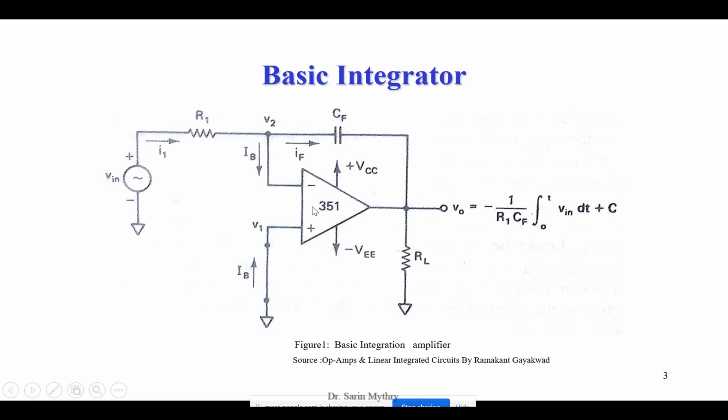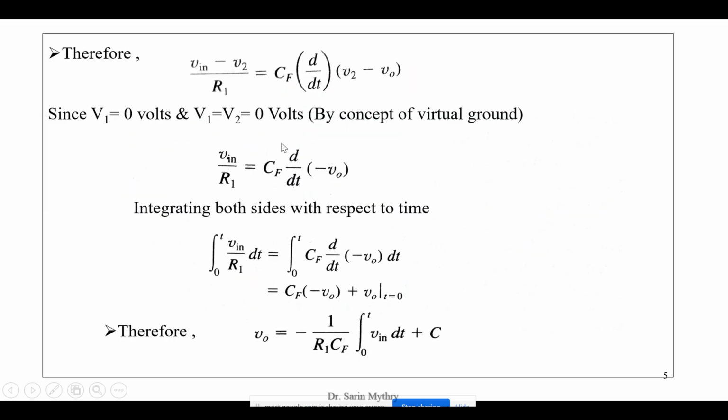If V1 is equal to 0, this voltage is also 0. Why? Because they are directly shorted. So if this is 0, this terminal voltage also becomes 0. That is directly connected to the V2. So therefore V1 is equal to V2. Therefore, since V1 equals 0 volts, V2 is also 0 volts. That is by the concept of virtual ground.